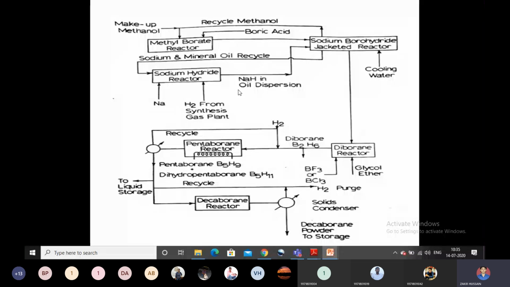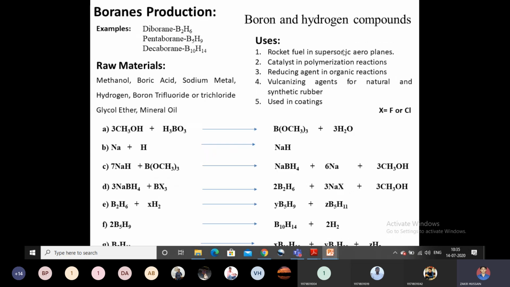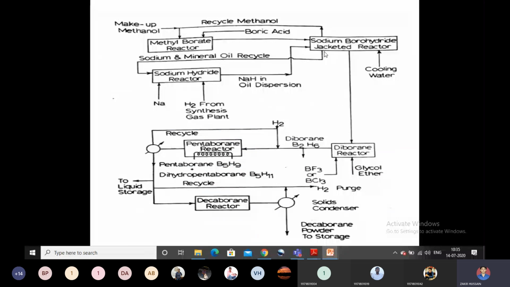This methyl borate and sodium hydride will go to the sodium borohydride jacketed reactor. Since the formation of sodium borohydride is a highly exothermic reaction, we need to control it inside a jacketed reactor. To control the high temperature produced, we use cooling water circulated around the jacket of the reactor. Then reaction C takes place in this reactor.